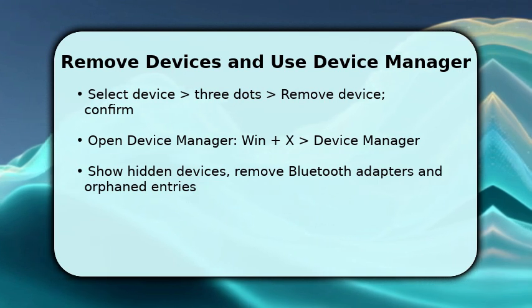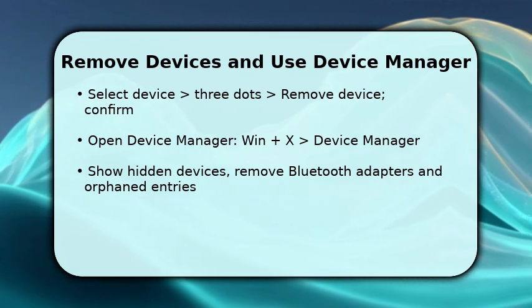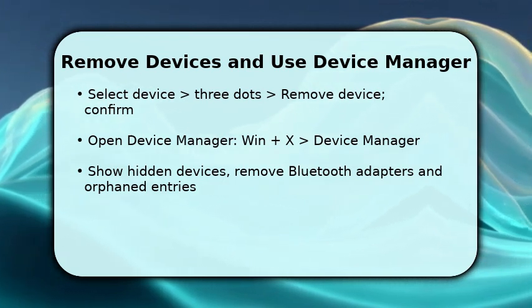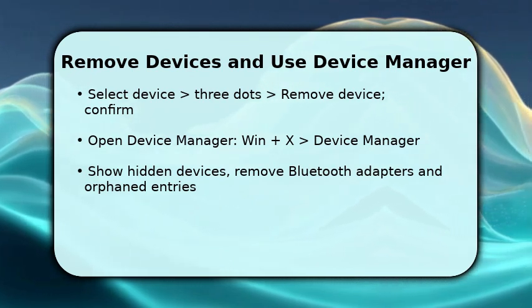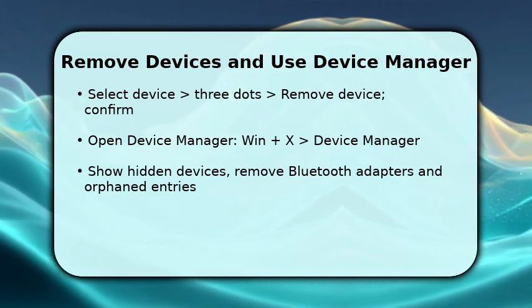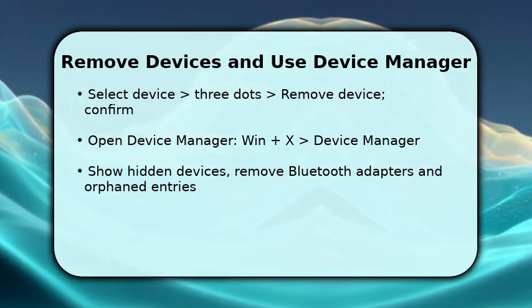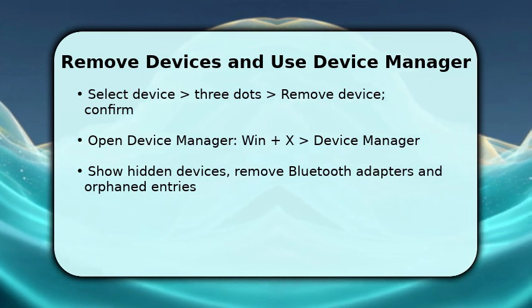After removing visible items, press Windows key plus X and open Device Manager to clear drivers and ghost entries. Make hidden devices visible via View, show hidden devices, then expand Bluetooth and remove any orphan devices or duplicate adapters. Doing both Settings and Device Manager ensures pairings and drivers are cleaned, preventing automatic repairing later.